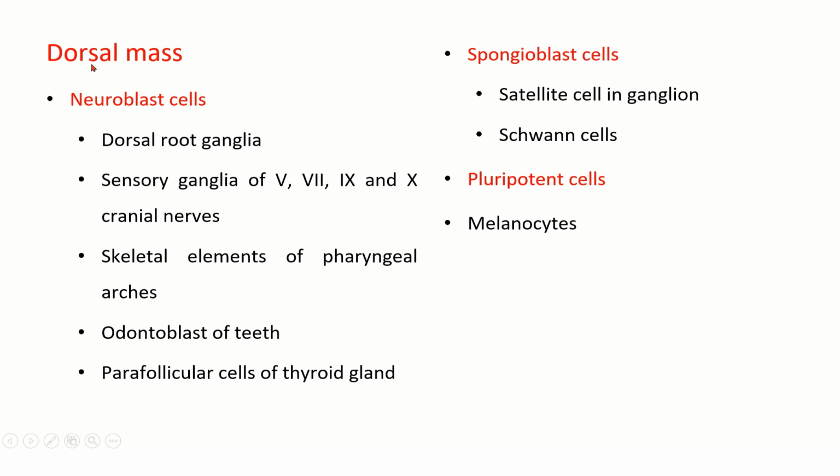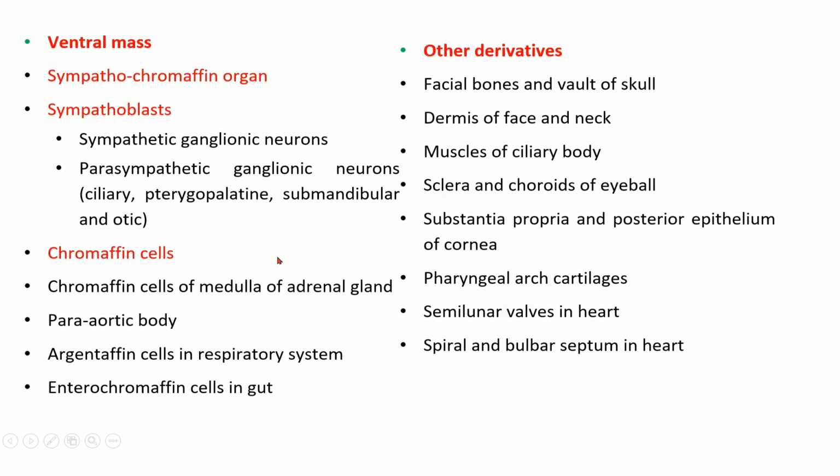You can see here the dorsal mass divides into neuroblasts, spongioblasts, and pluripotent cells. Neuroblasts give rise to dorsal root ganglia, sensory ganglia of the 5th, 7th, 9th, and 10th cranial nerves, skeletal elements of the pharyngeal arches, odontoblasts of the teeth, and parafollicular cells of the thyroid gland. The spongioblasts give rise to satellite cells in the ganglia and Schwann cells, and pluripotent cells form the melanocytes. The ventral mass forms the sympathochromaffin organ.